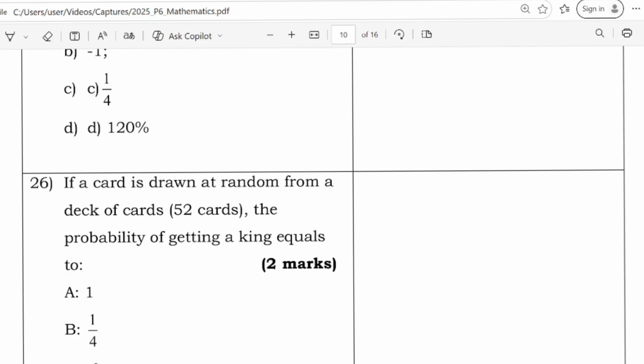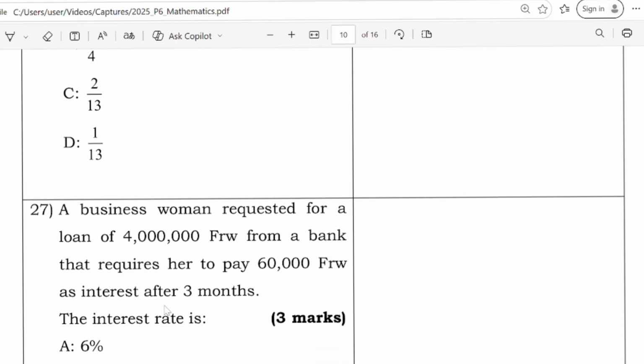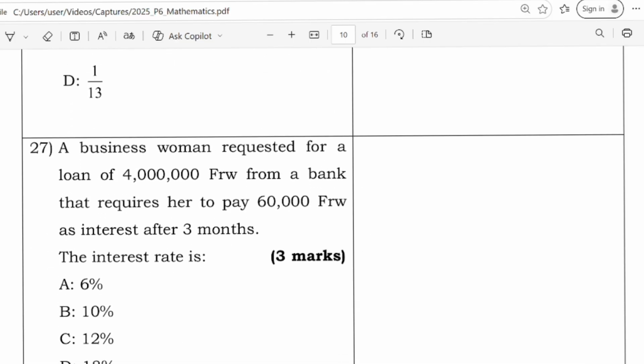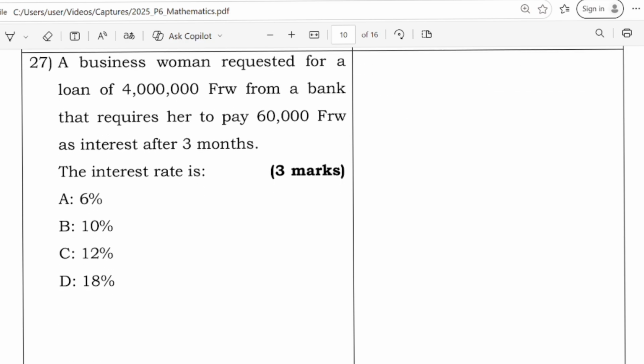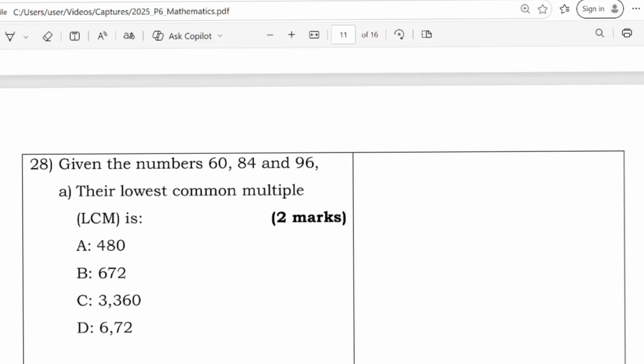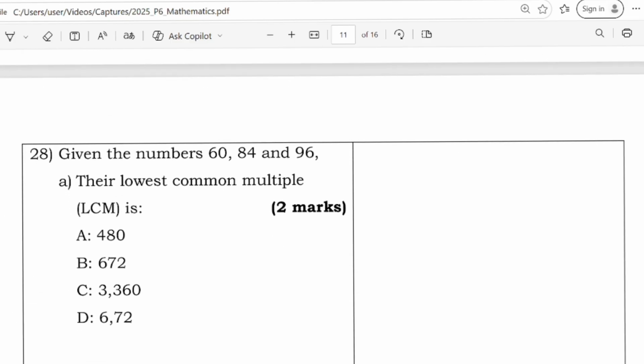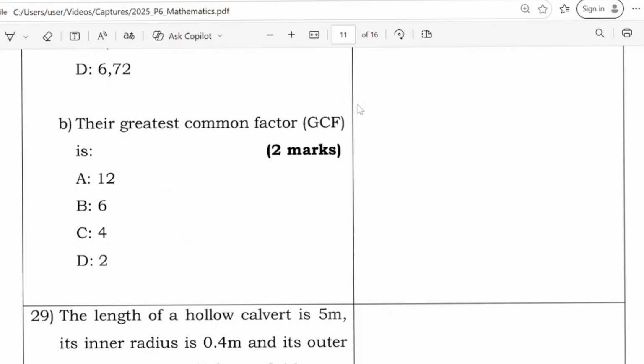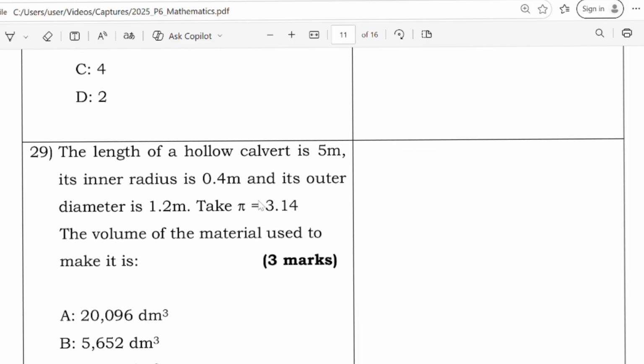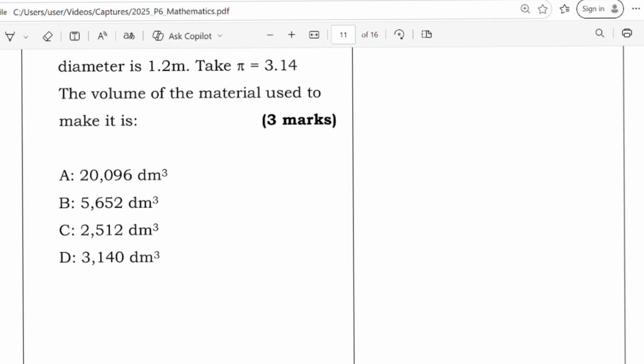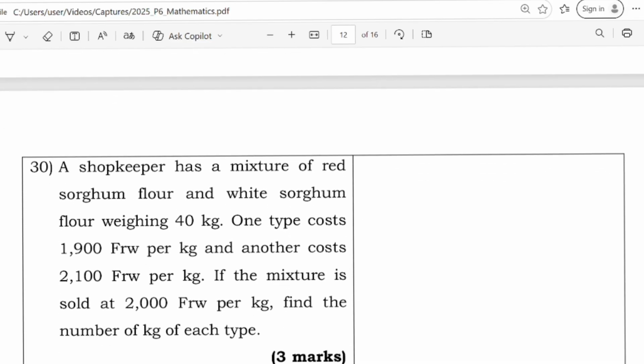And then let's check question number 16. If a card is drawn at random from a deck of 52 cards, the probability of getting the king is equal to, yes, you should check the cards and then find the probability of getting the kings. Then this is number 27, 28. Find the numbers 16, and yes, finding the lowest common multiple is simple, as is the greatest common factor. This is question number 28, to find the length of the curve. Yes, also you should read and do that.